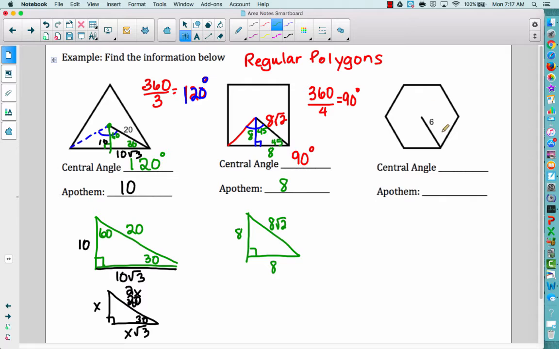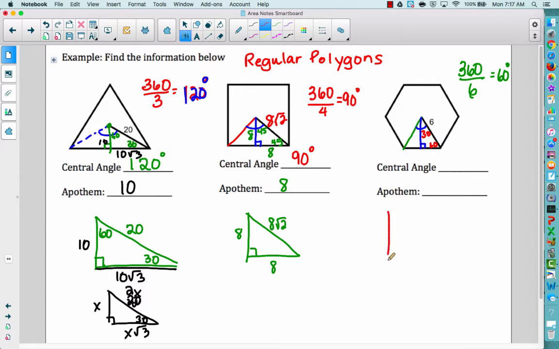All right, one more. We've got a hexagon, 6-sided figure, okay? So to find the central angle, remember the central angle is formed by the two radiuses. I just do 360 divided by the number of sides, which is 6. That's going to give me a 60-degree angle. I like that. Okay, that 60-degree angle right there, when I draw in the apothem, it bisects the angle, creating a 30, 60, 90 triangle.